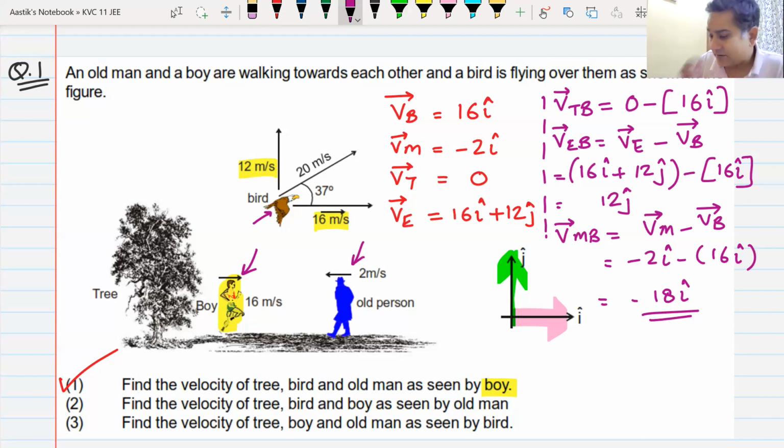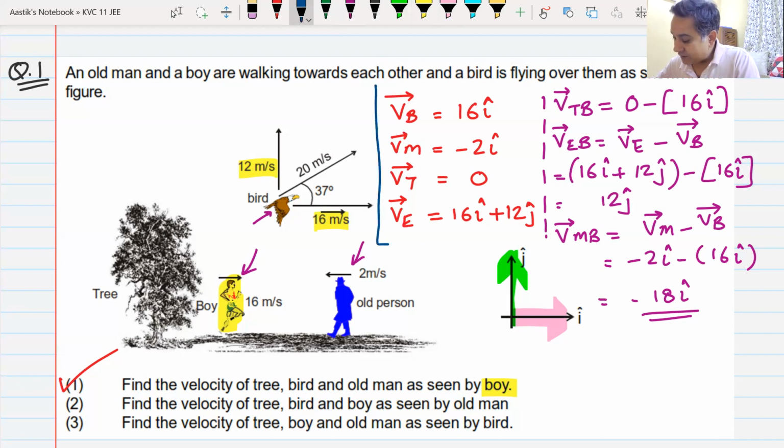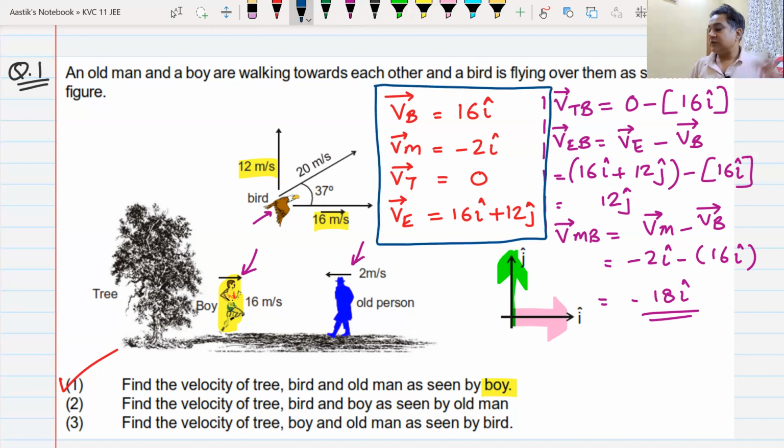These are pretty simple ones. Once you understand this part, once you write all these velocities as vector, the next part is very simple. You have to subtract the two vectors, get the answer and stay happy. I'll give you 1 minute to note this down and then we'll move on to the next category of problems.